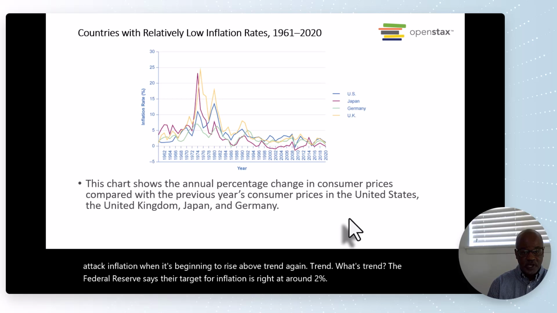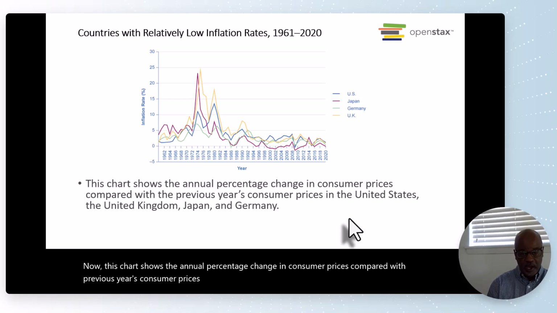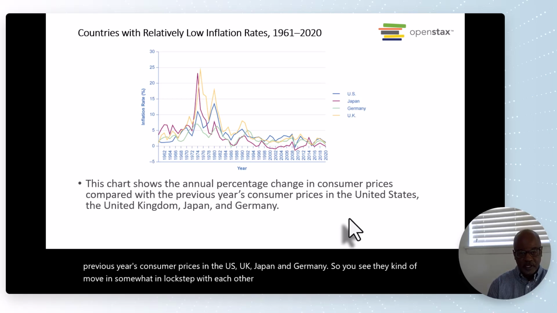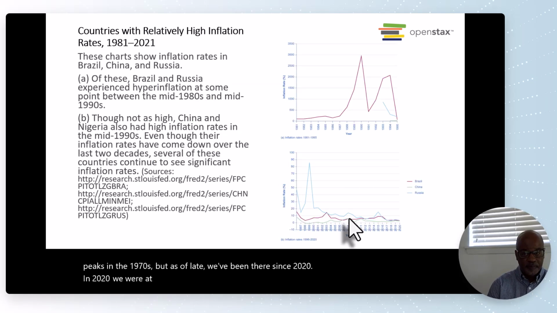Now, this chart shows the annual percentage change in consumer prices compared with previous year's consumer prices in the US, UK, Japan, and Germany. So you see they kind of move somewhat in lockstep with each other. And that's very interesting. You've seen the peaks in the 1970s, but as of late, in 2020, we were at or below target in inflation.